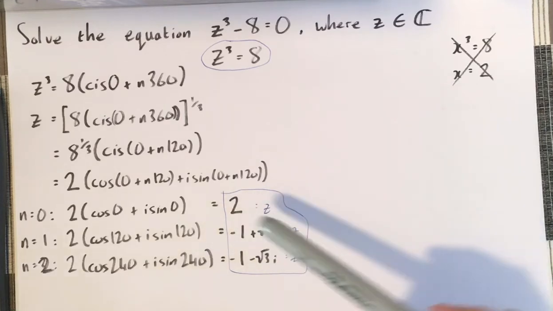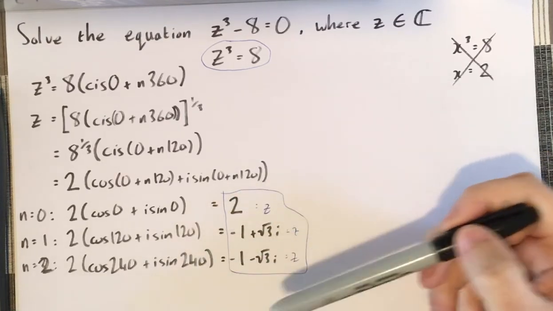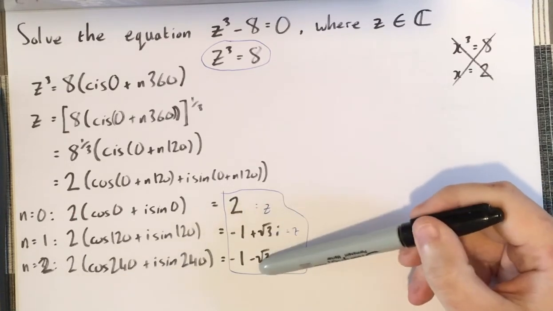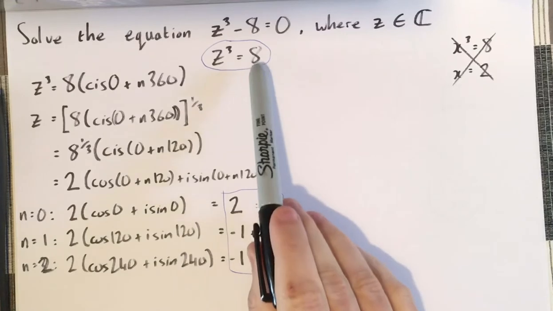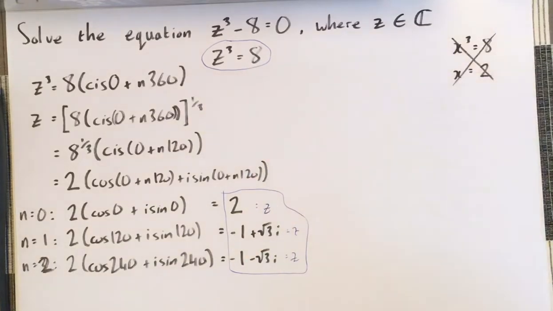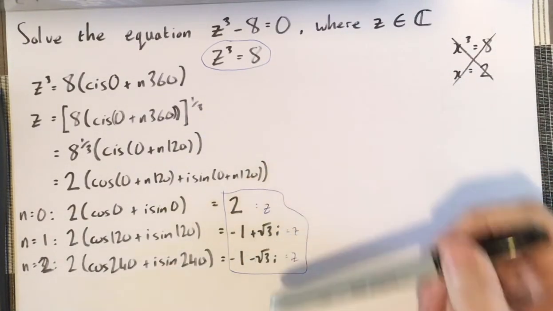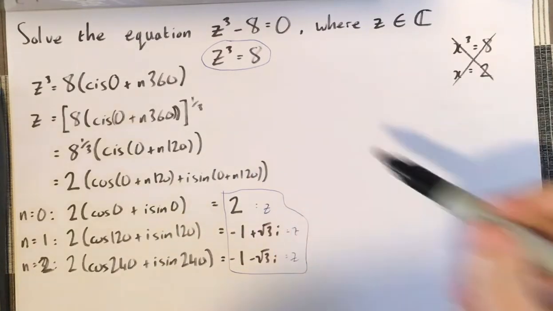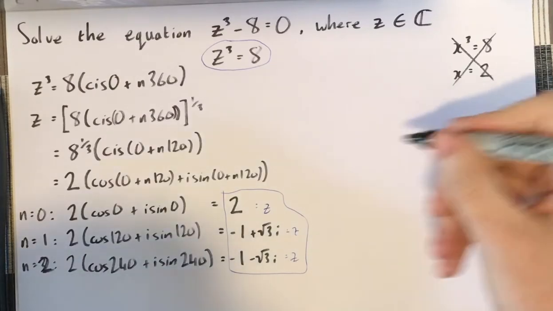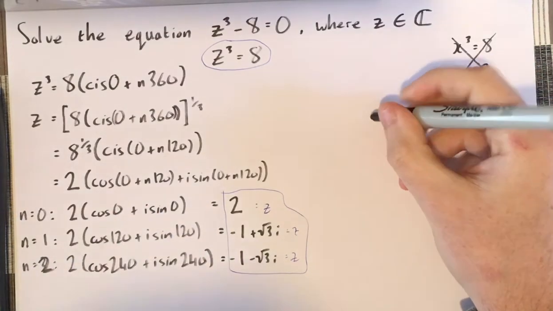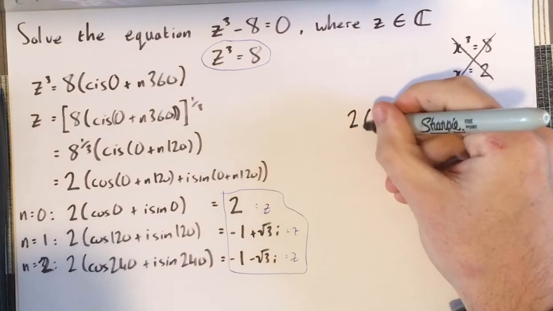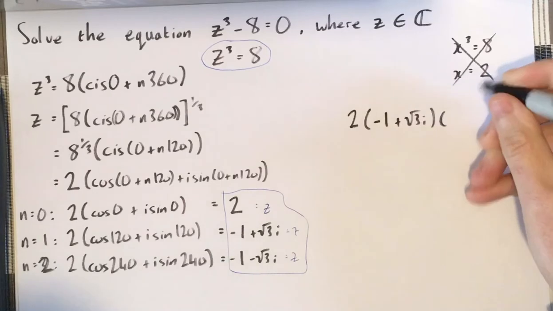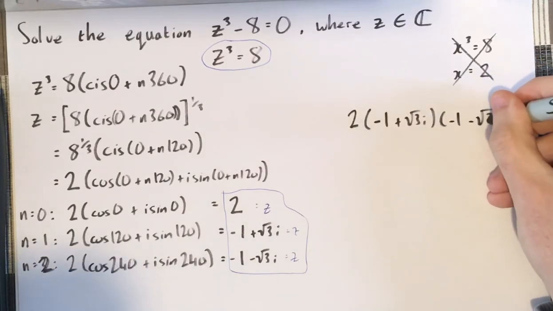Like I said in the last example, I will multiply the 3 of these out. You don't need to, you've finished this question now; you found your 3 solutions. But I'm going to multiply the 3 of these by each other just to show that it does equal 8, that it's not just 2 as our solution here. I can multiply the 3 together and get just a real number, just 8. So I've got 2 multiplied by minus 1 plus root 3i multiplied by minus 1 minus root 3i.